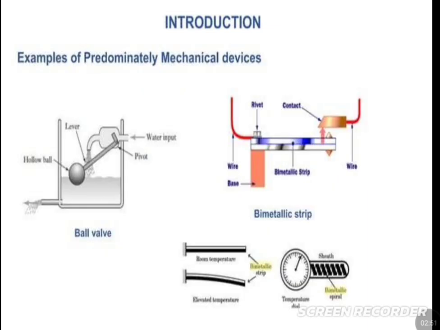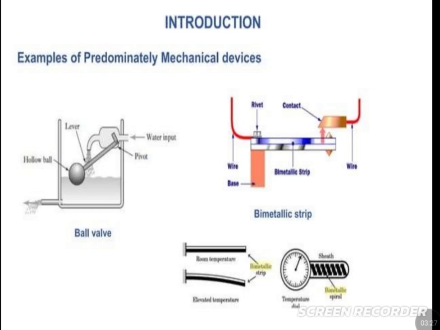For example, a predominantly mechanical device is the ball valve, which acts in the overhead tank in all household devices. It is a ball valve. The ball is floated on the upper portion of the water in the overhead tank while the water is filling the tank. The ball valve will close automatically because the ball is floated on the surface of the water level. The ball valve is connected with the pipe which is the inlet of the water tank.